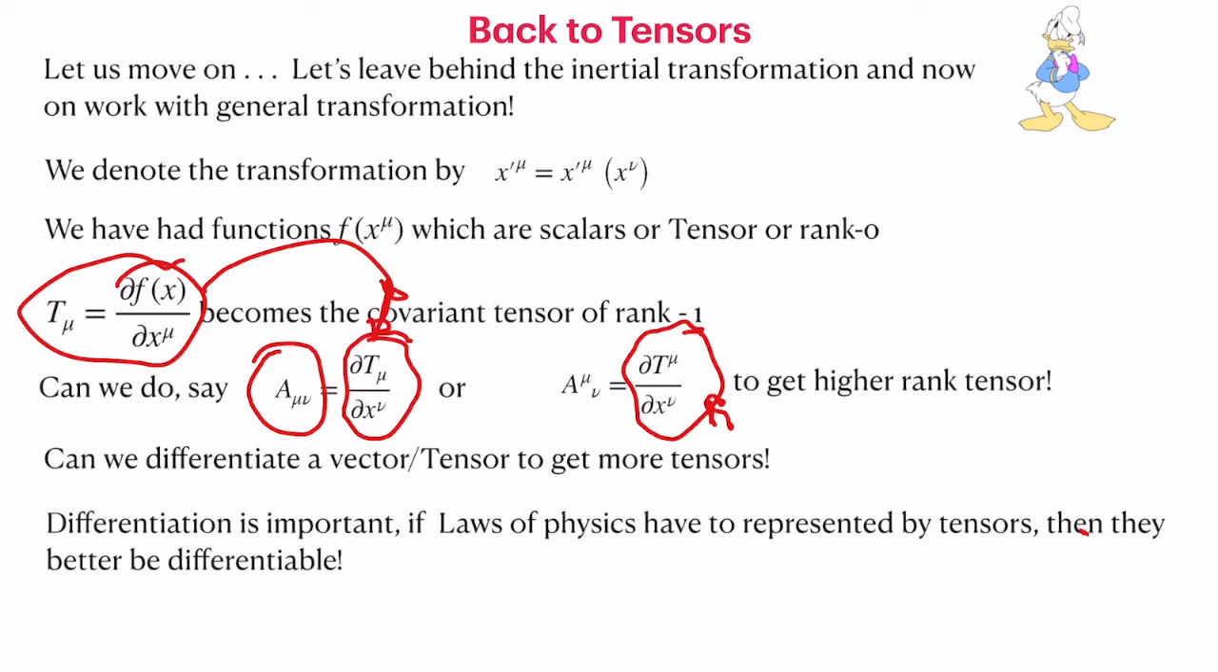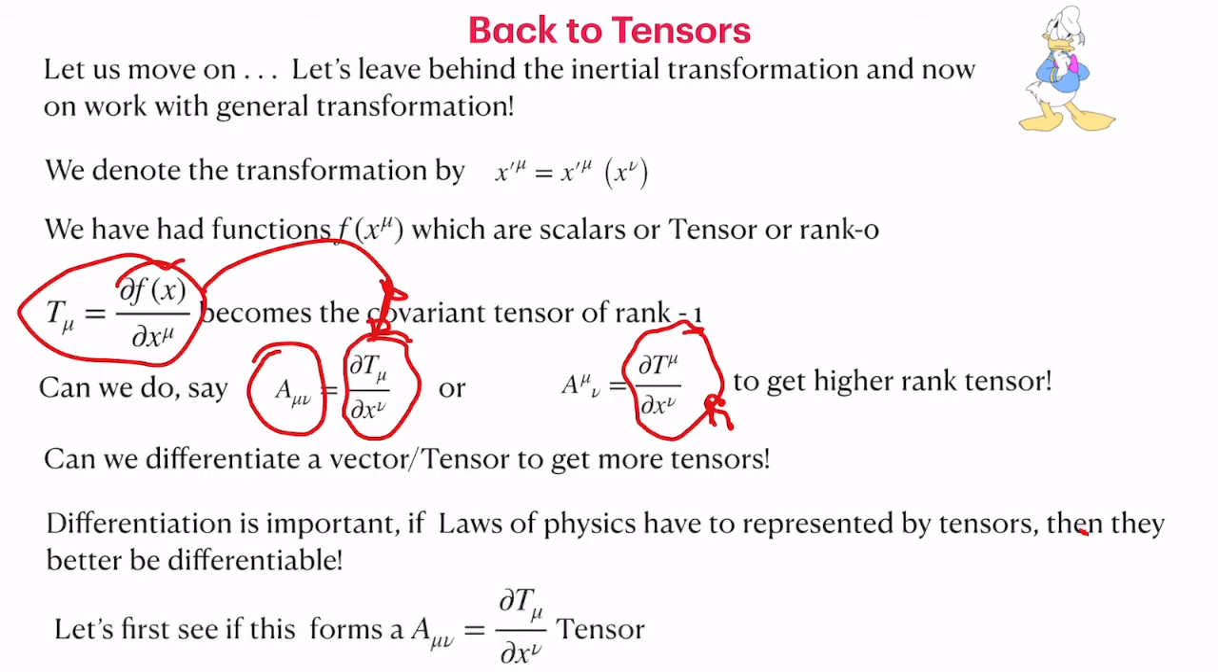Differentiation is very important because we know that the laws of physics are represented in terms of differential equations. It is important that the differentiation of a tensor transforms like a tensor, so that we can transform the laws of physics to an arbitrary coordinate system. So this is what we check.